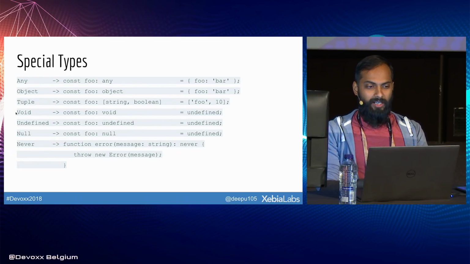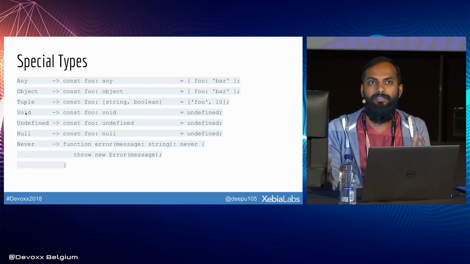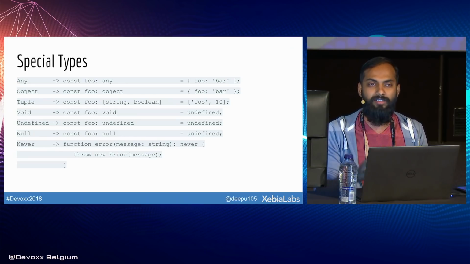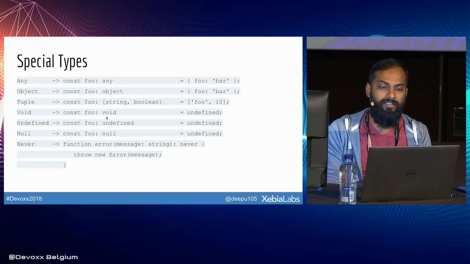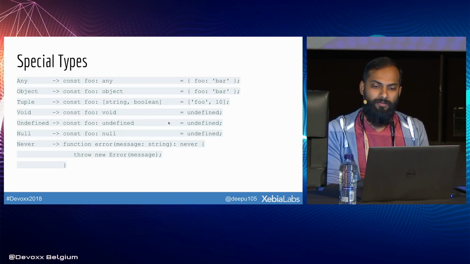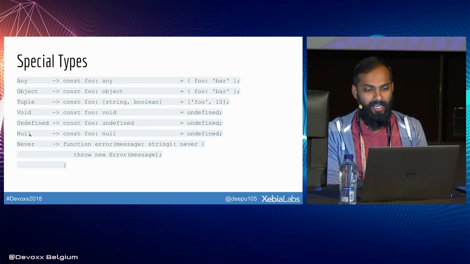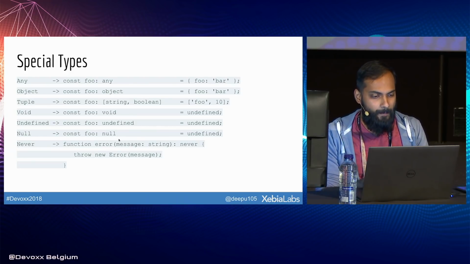And you have some of these weird types. Void, of course, makes sense when you have a function that doesn't return anything, right? There you will type the return as void, so it makes sense. And the only thing that you can assign to a void type is undefined. Then you also have undefined as a type. Obviously, you can only assign undefined to an undefined type. And also you have null, to which you can assign undefined or null.